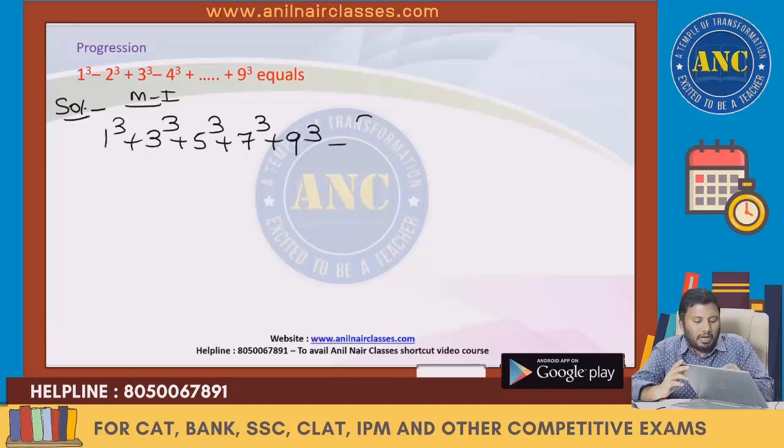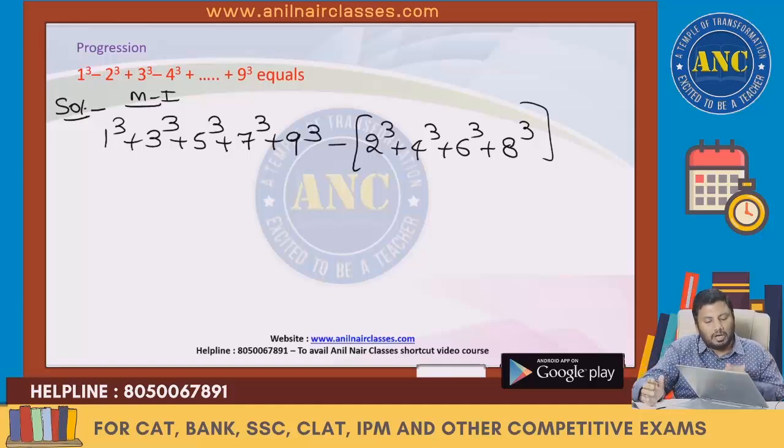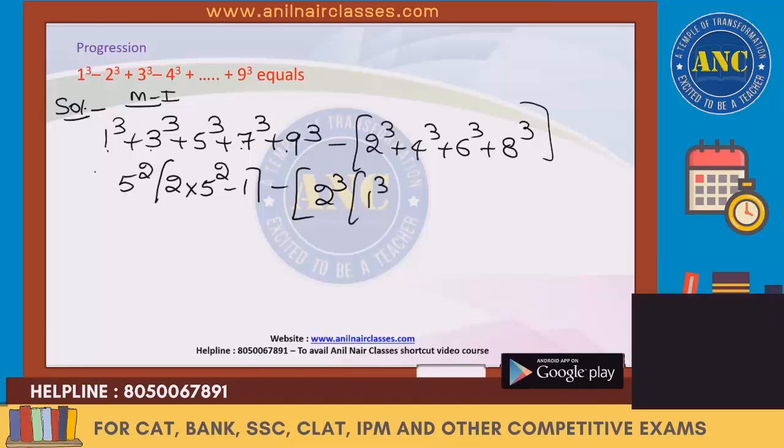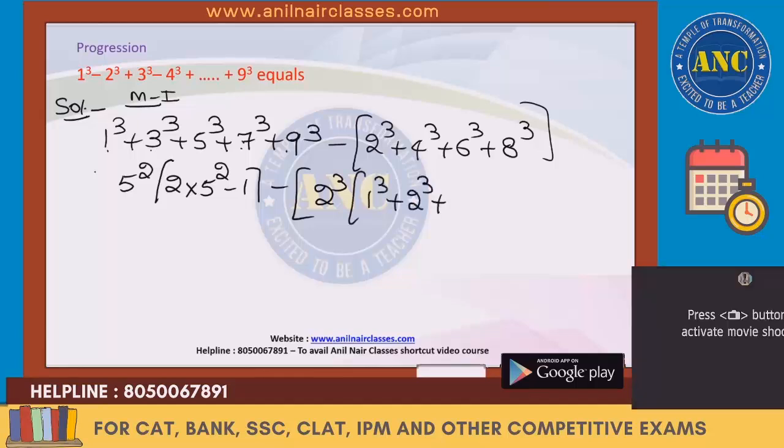Method 1. Minus of 2 cube plus 4 cube plus 6 cube plus 8 cube. Now see here, listen carefully. The 1, 2, 3, 4, 5. So 5 square into 2 into 5 square minus 1, minus of 2 cube, if I take common, this is 1 cube plus 2 cube plus 3 cube plus 4 cube.